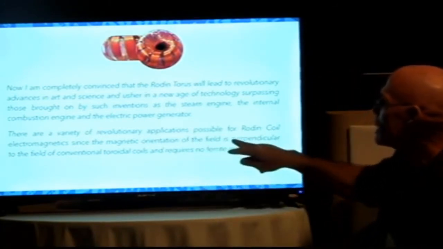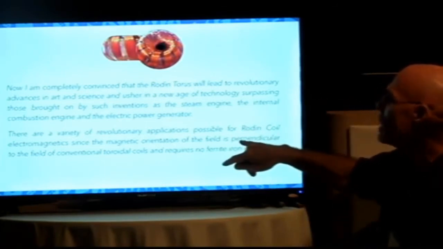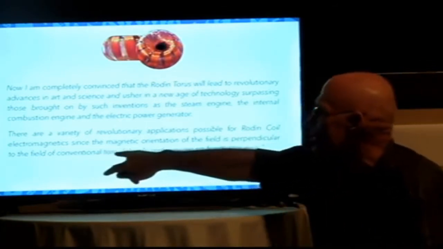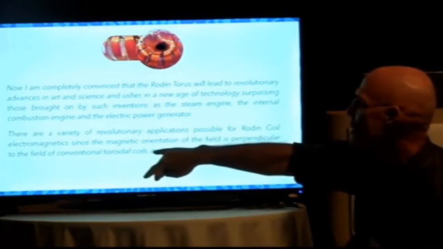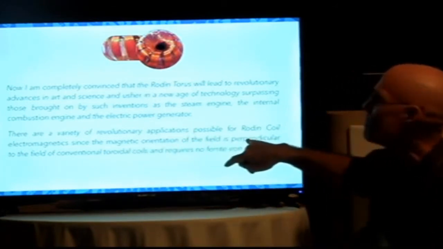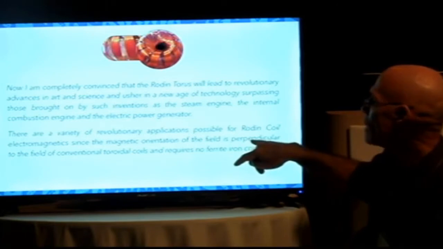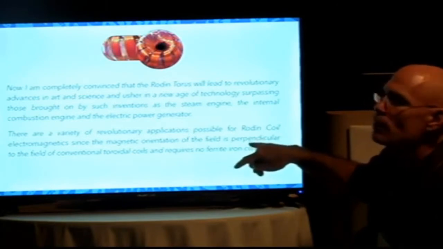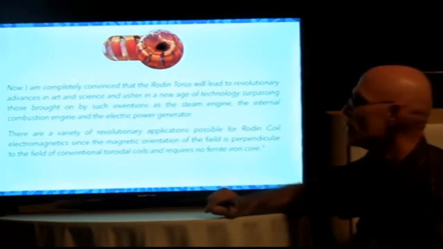There are a variety of revolutionary applications possible, and he goes on to that. Since there's no iron core, and he's such a brilliant person, he said, because the field is perpendicular to the field of conventional coils. That is a big sentence. And that's because it's poloidal. And poloidal is what you use for fusion.